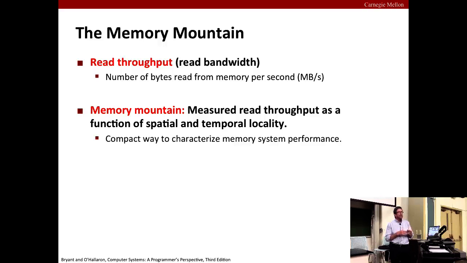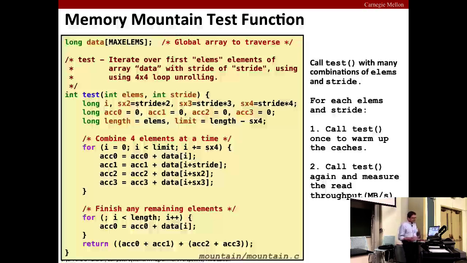In a sense, it's looking at a wide range of locality characteristics in a program, and plotting the performance of the memory system across that range as a two-dimensional function. So in some ways, the memory mountain is a kind of fingerprint. Every system has its own unique memory mountain that we can measure by writing a simple program. To construct the memory mountain, we write a program called test.